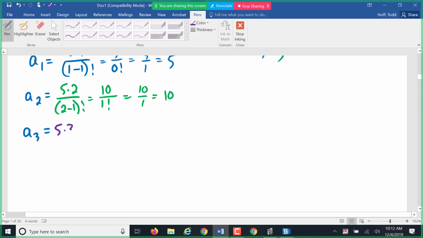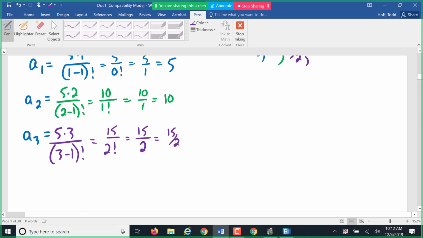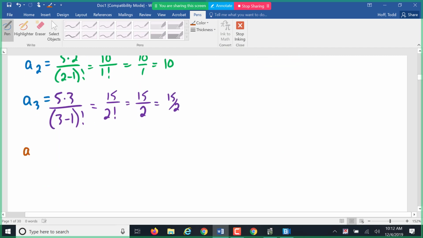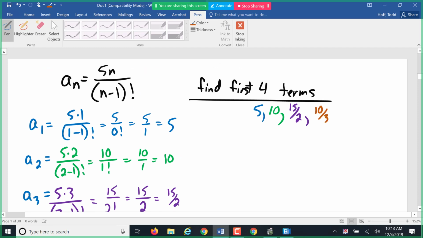A3 will be 5 times 3 over 3 minus 1 factorial. 5 times 3 is 15. 3 minus 1 is 2, so it's 2 factorial. So 15 over 2 factorial is just 2, so that is 15 over 2, or 7.5. We're going to write it as 15 over 2 for our third term. And finally, A4, which will be 5 times 4 over 4 minus 1 factorial. 5 times 4 is 20. 4 minus 1 is 3. 3 factorial, 3 times 2 times 1 is 6. So that's 20 over 6, or 10 thirds, or 3 1/3. Our fourth term is 10 thirds. And of course, it'll continue from there. So those are our first 4 terms.